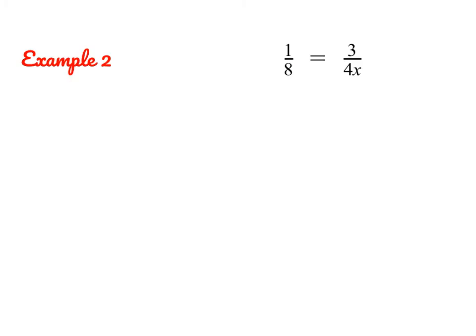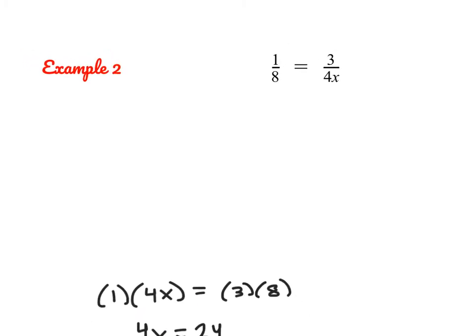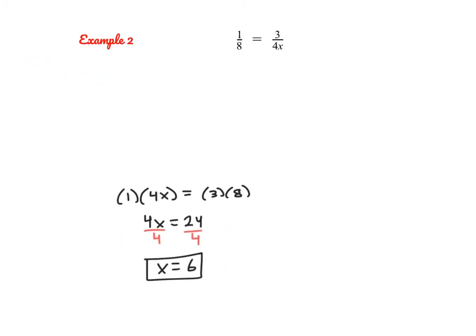All right, go ahead and pause the video and give this problem a try. Okay, let's check your work. So here we end up with 1 times 4x equals 3 times 8. So we get 4x equals 24, and if you divide both sides by 4, you should end up with x equals 6.